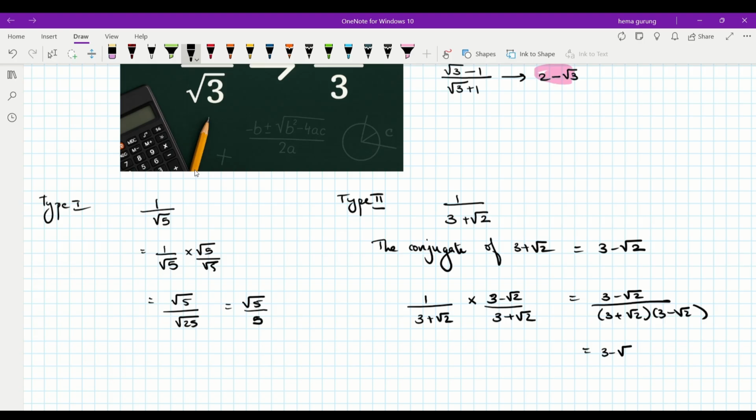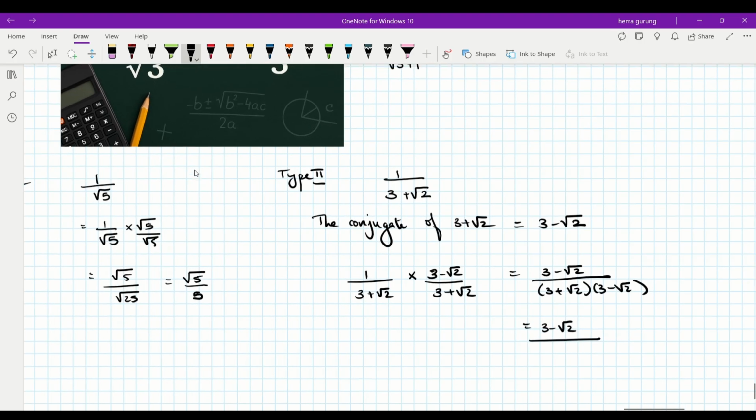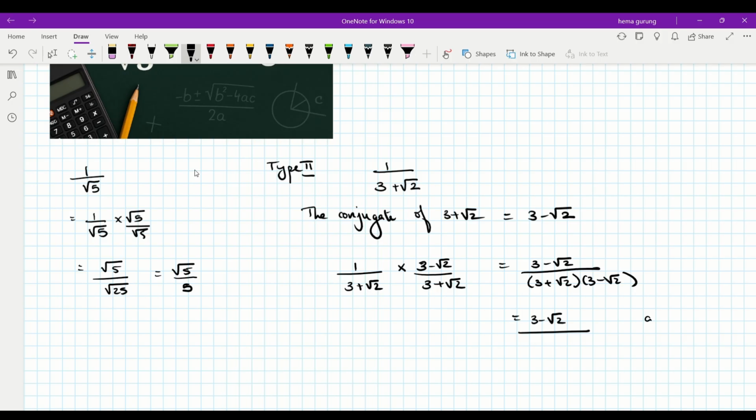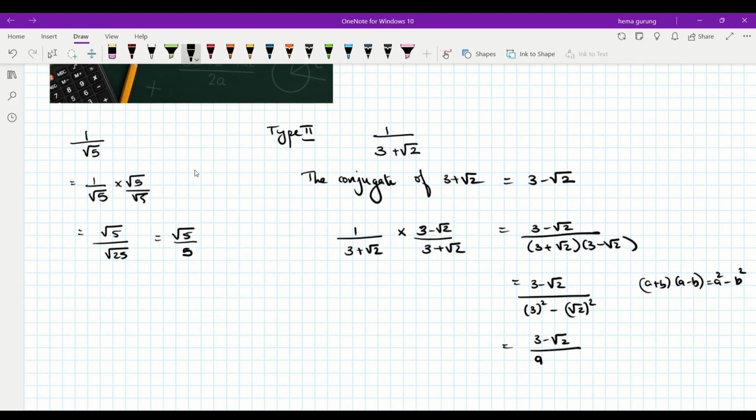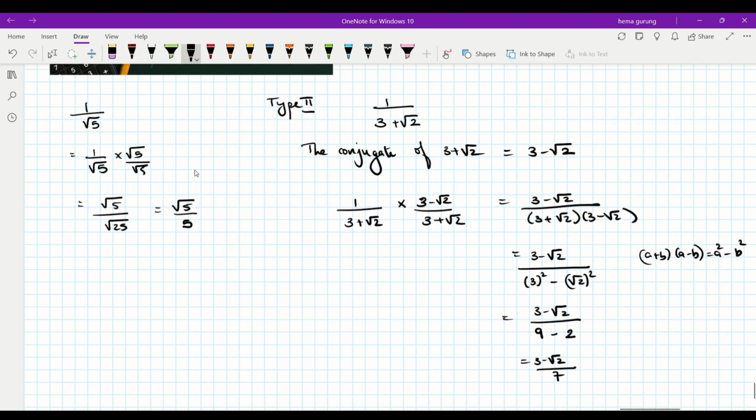So now see here, it's in the form of a plus b times a minus b. As we know, a plus b times a minus b is what? a square minus b square. So I can write it in the form of 3 square minus root 2 square. 3 square is 9. Now what's the square of root 2? You can directly write that it is basically 2. So your answer will be 3 minus root 2 over 7. That's how we rationalized it.